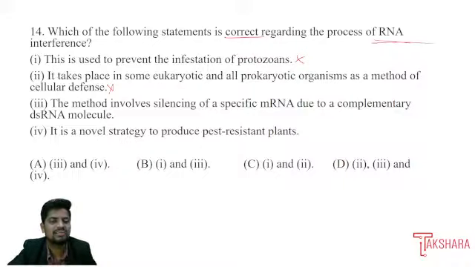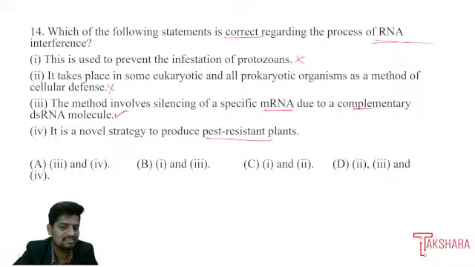Cells in the production are not happening, the protein defense mechanism will not be conducted, so it is totally not for the cellular defense system. Okay, and the method involved in the silencing of specific mRNA due to the complementary dsRNA is one of the important mechanisms. So statement number 3 is definitely true, and it is a novel strategy for the production of pest resistance, also the correct one. So only 3 and 4 will be the correct ones.